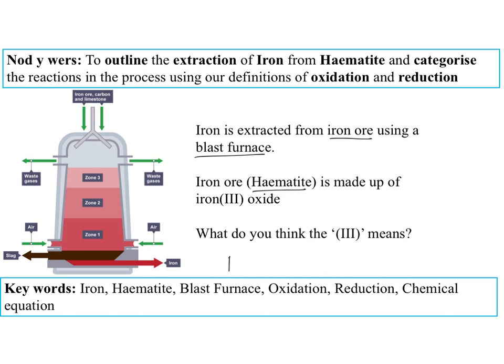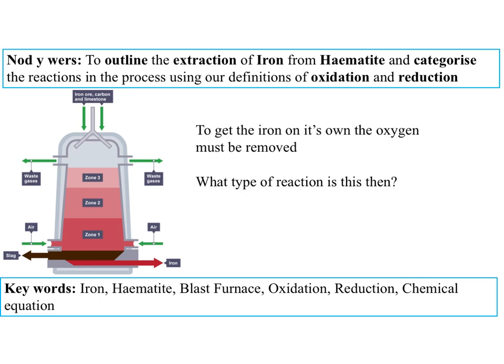Okay, the 3 is to do with its charge, because with iron it is a transition metal. So it has the ability to change its charge. So sometimes it's +2 iron, sometimes it's +3. In this case, it's +3. Okay. Next bit then, to get iron on its own, the oxygen must be removed. What type of reaction is this? It's reduction. Reduction is the loss of oxygen.